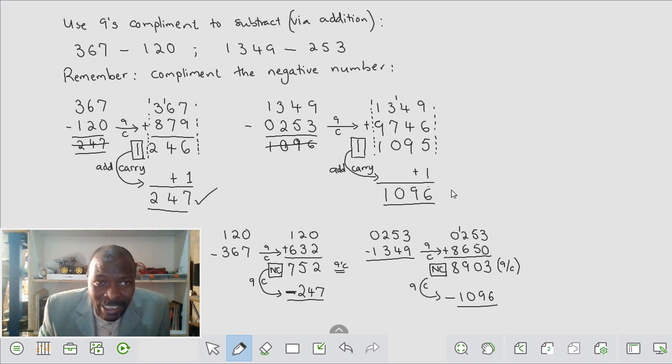I hope it's not difficult. As much as I explained what is 9's complement and what is 10's complement, I actually want to highlight the differences here.